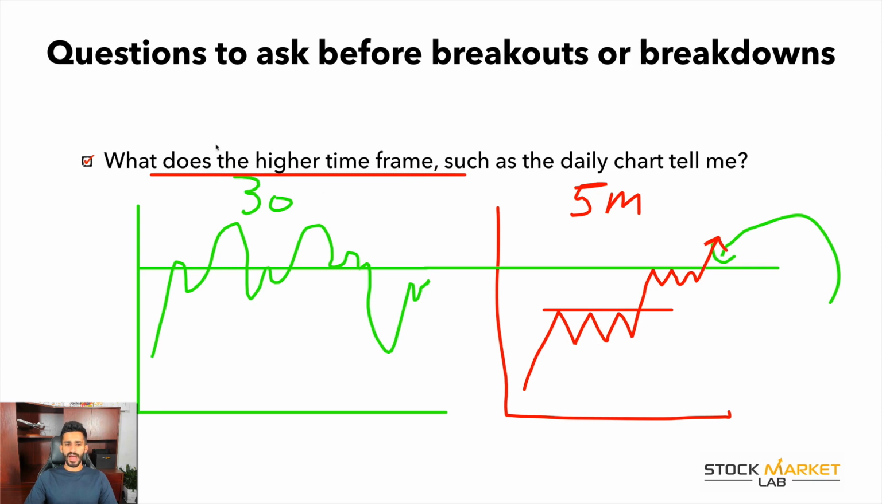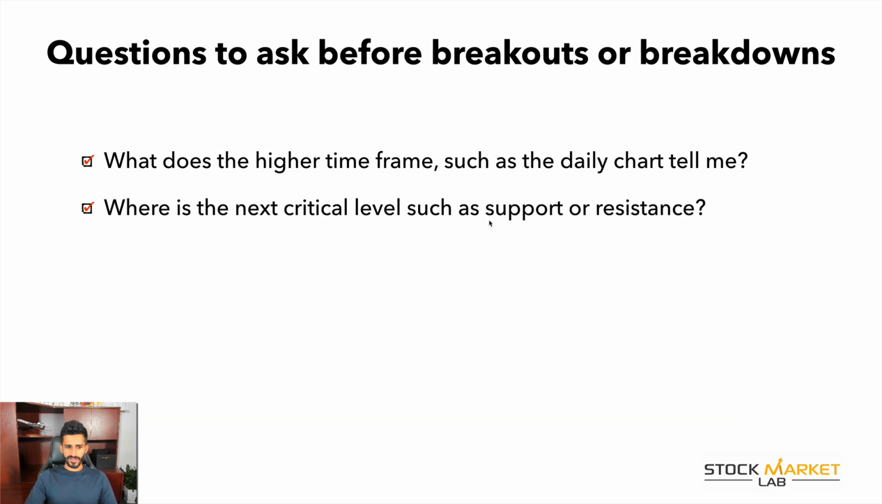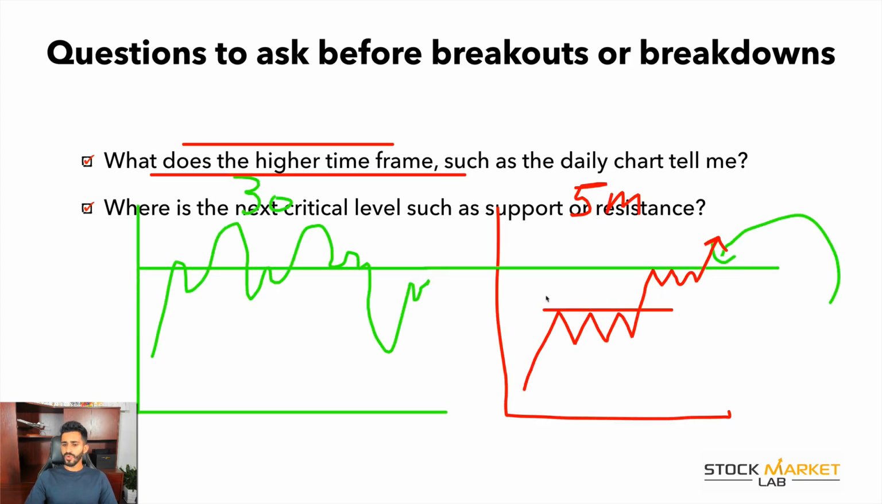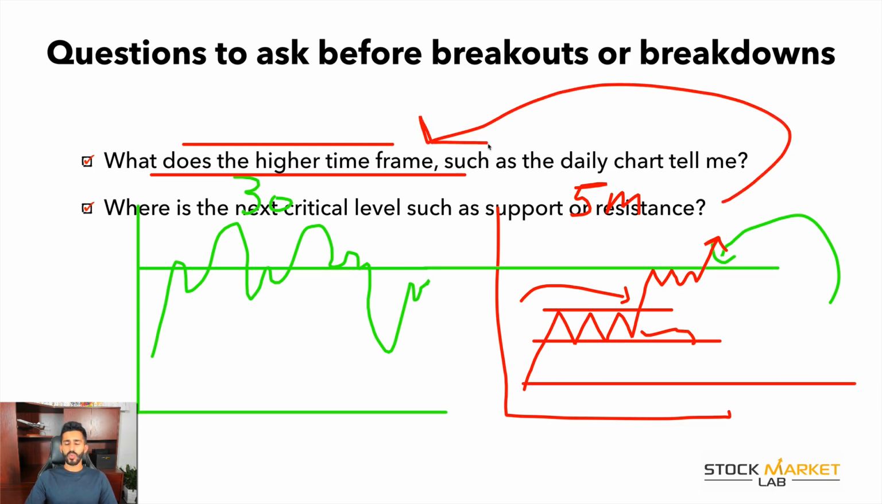So you always want to look at the higher time frames, and you want to obviously syndicate the trade idea, which is why doing multiple time frame analysis is extremely important, guys. Next, where is the next critical level, such as support and resistance? As I just explained, if you are trading a breakout, where is the next level of resistance? Where is the next level of support? Identifying that is extremely important, which is why going to a higher time frame will allow you to see the bigger picture.